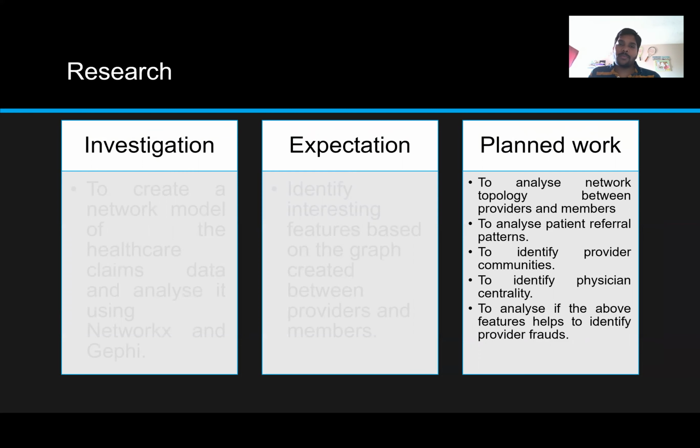Based on one of the existing works, we found that more physician centrality gives us less cost in healthcare expenses. So I'm trying to identify with the existing tools if there is physician centrality also. And finally, after analyzing all these features, I'm going to see if they help me identify provider frauds, and compare those providers with the fraudulent providers identified by the original Kaggle machine learning algorithm, and see if the network model helps or not.